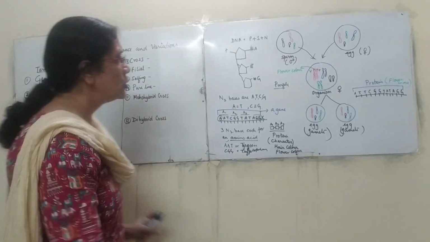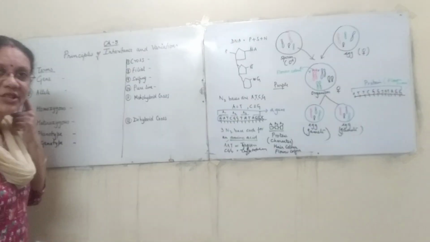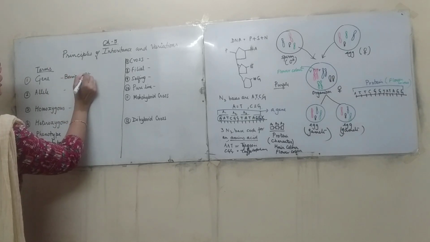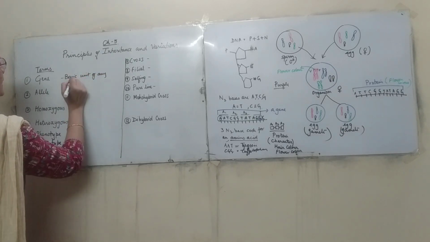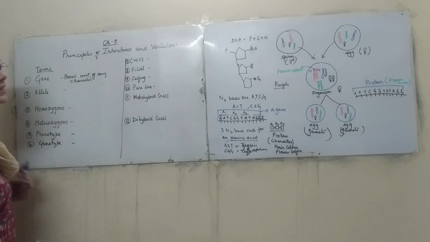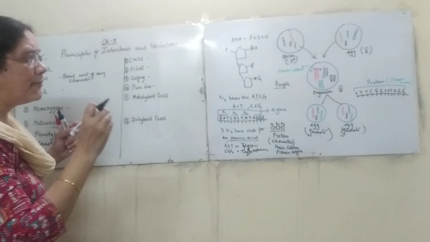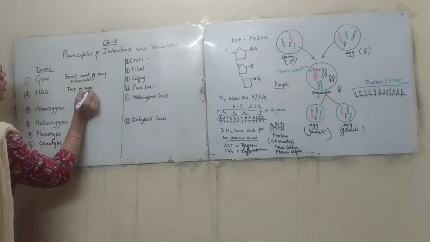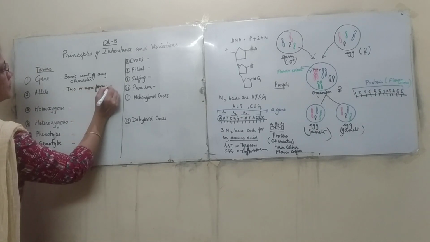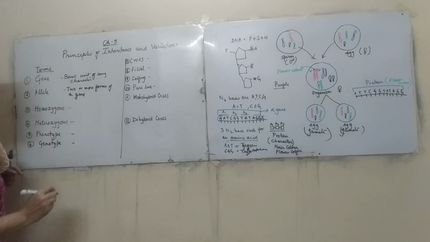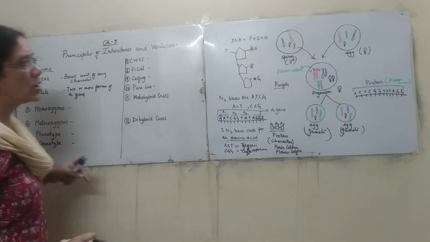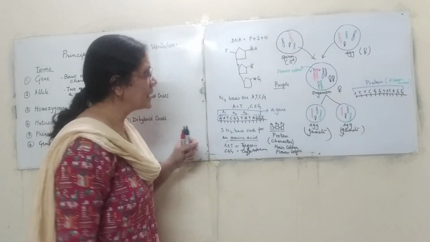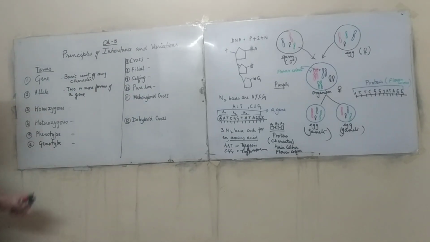Is it clear? So the first thing we have understood is what a gene is. A gene is a basic unit of any character. And every gene will have two or more forms, which are known as alleles. Now what was here? This was one allele and this was the other allele. Is it clear?